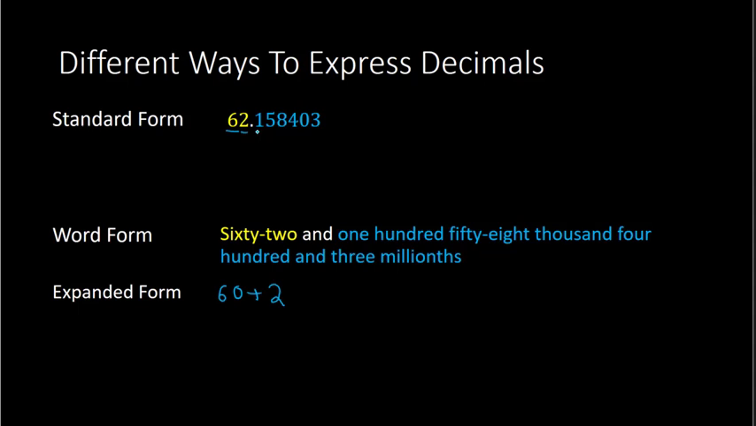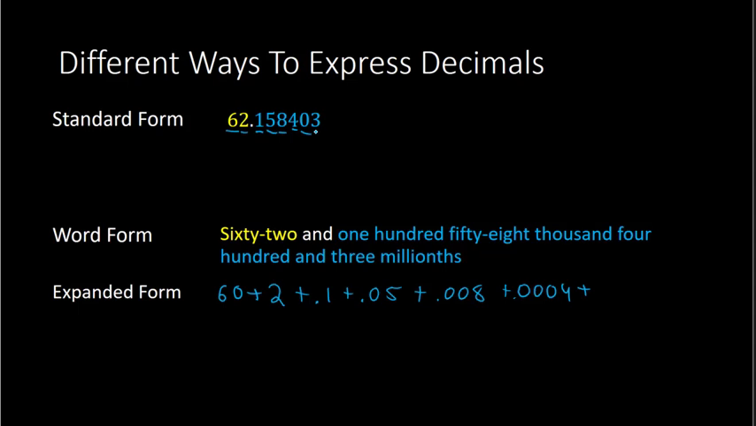And then the 1 is in the tenths place. So we have 1/10. You can write that as 0.1. The 5 is in the hundredths place. So we have 5 hundredths, which would be written as 0.05. And then the 8 is in the thousandths place. So we have 8 thousandths. We can write that as 0.008. The 4 is in the 10,000ths place, so we have 4 10,000ths, 0.0004. And then we have 0 in the 100,000ths place, which you don't need to write.